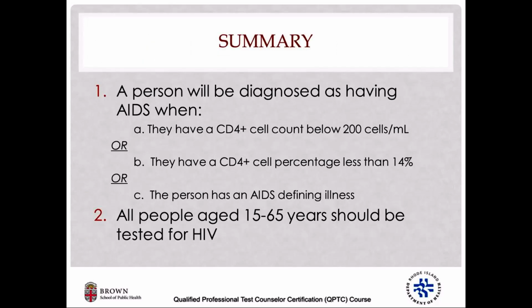To summarize, a person is diagnosed as having AIDS when their CD4 cell count, a marker of the immune system, is less than 200 cells per cc, or they have a CD4 cell percent less than 14%, or they have an AIDS-defining illness. The other important note is that all people aged 15 to 65 years should be tested for HIV, and we'll talk about this a little bit more later on.